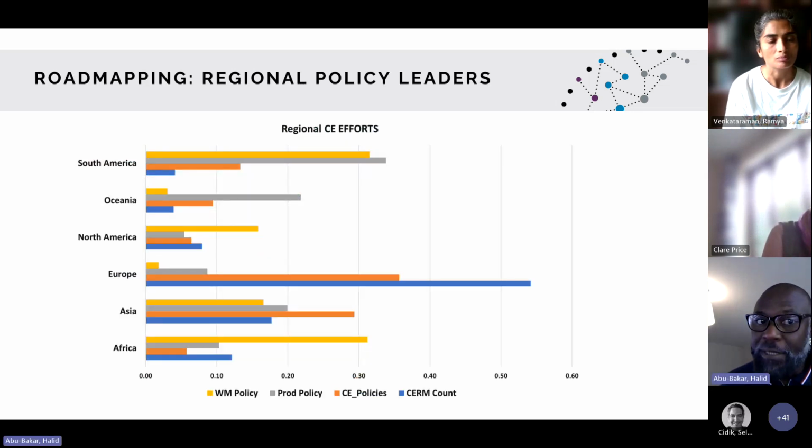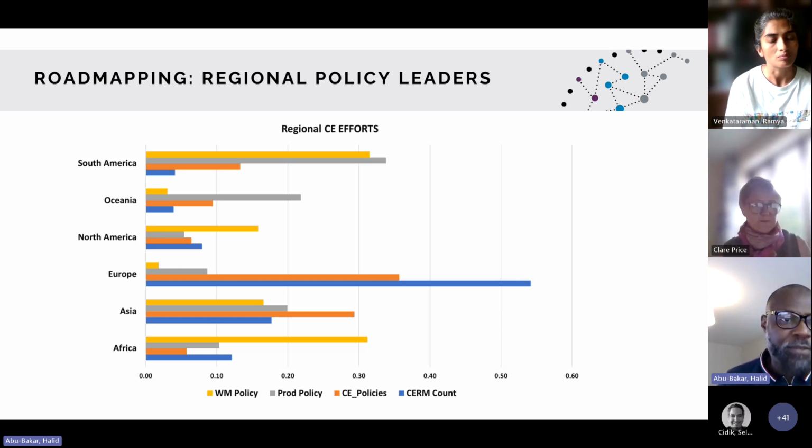Again, looking at different policies, what are the sort of the regional leaders. Again, looking at Europe, Europe has developed more roadmaps than the rest of the world. And then CE policies, again, Europe is leading.